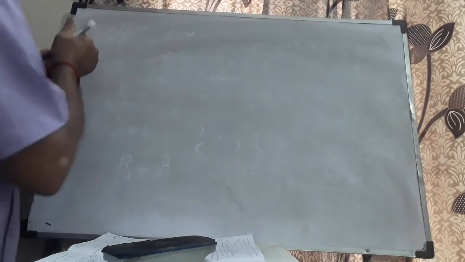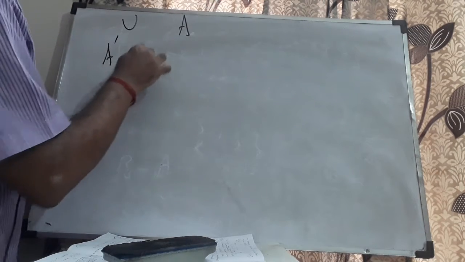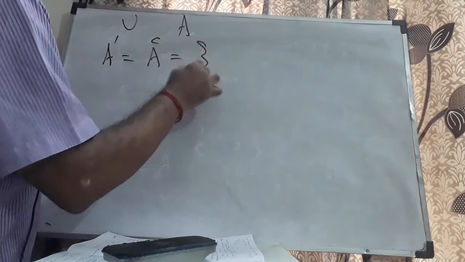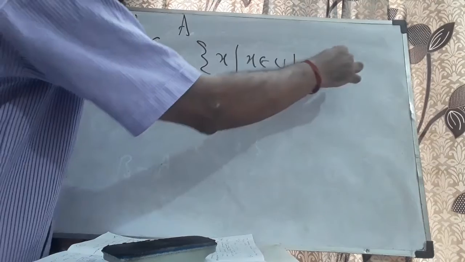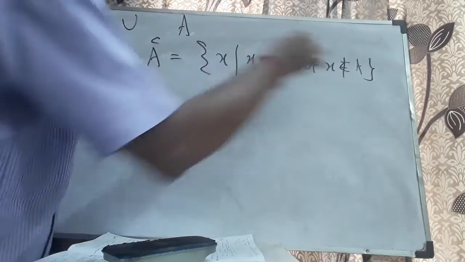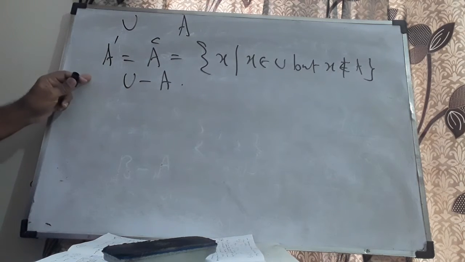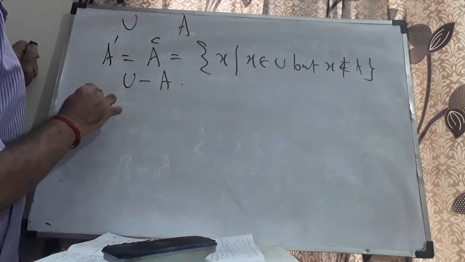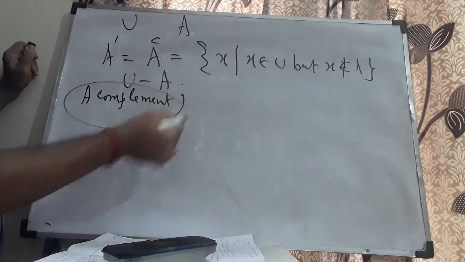If you are given a universal set U, and you think about a subset A of it, A dash or A complement is the set of all x, x in U, but x not in A. Therefore, by definition, A dash is nothing but U minus A. All the elements in U other than the elements in A is called A dash, or A complement.